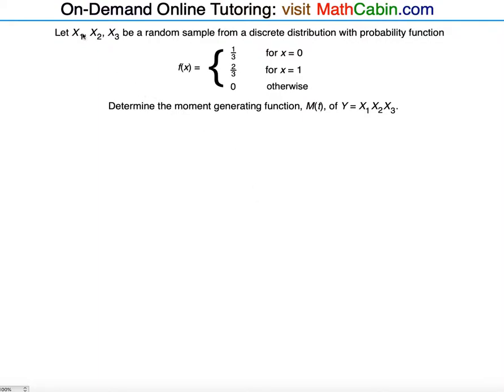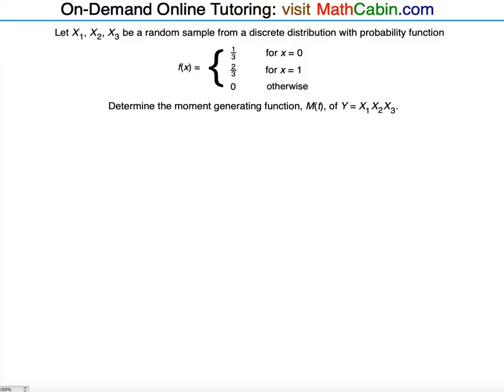Let three random variables be a random sample from a discrete distribution with probability function given. Determine the moment generating function m of t of y, where y is equal to the product of the three random variables x. Notice that each of these x random variables has the same probability function, since they come from a discrete distribution.